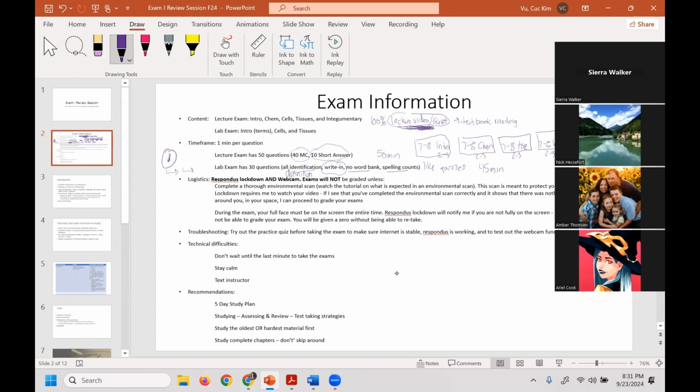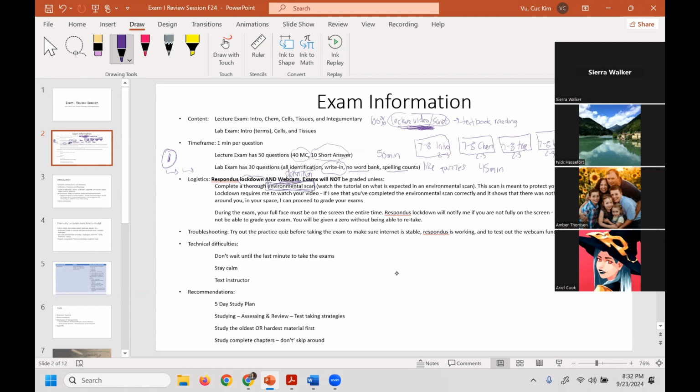Okay. There was a great question at the beginning, and that is, can you have a piece of paper? Absolutely. You can have a blank piece of paper. Now, all exams will require the Respondus Lockdown Browser, so hopefully you've been using that. In addition to that, it will require that you do a webcam and an environmental scan. That environmental scan is extremely important.